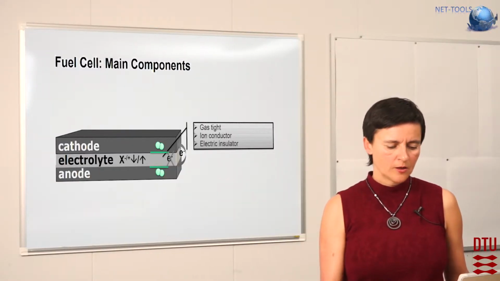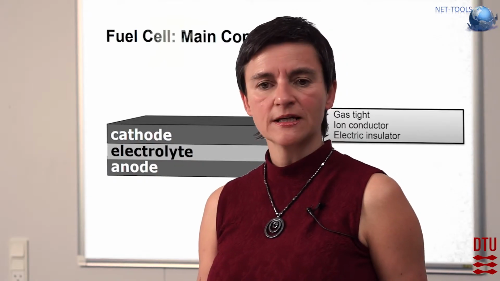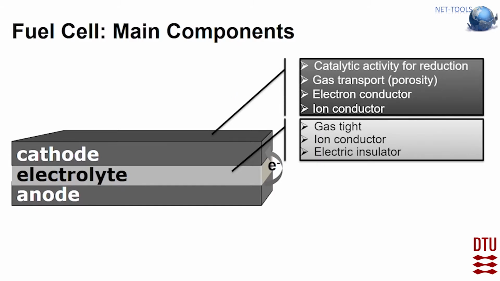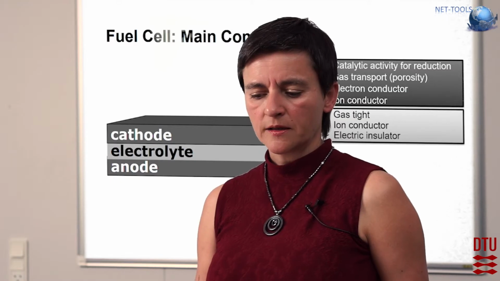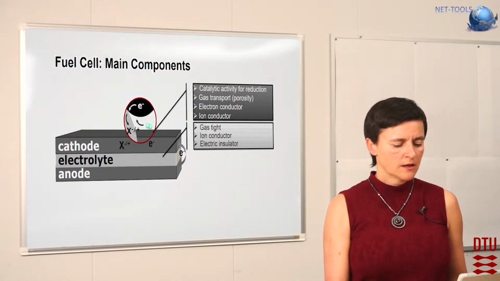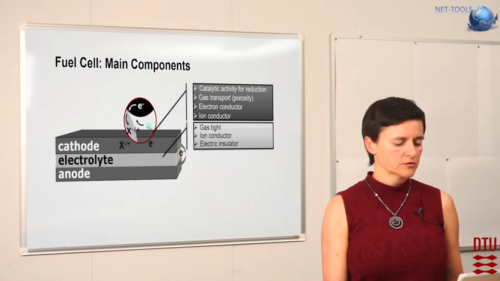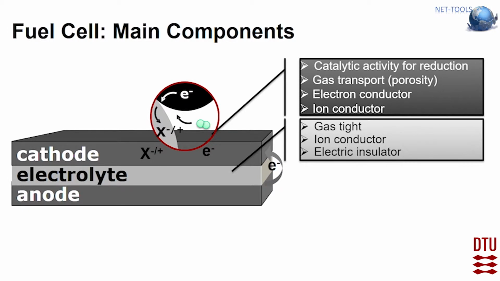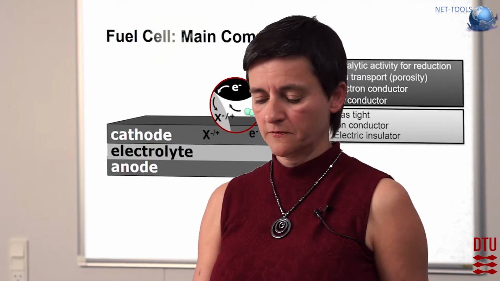When we then go to the cathode side, of course there has to be some catalytic activity for the reduction reaction. Gas transport or transport of air has to be possible, for example through porosity. Electrons and ions need to be conducted. This can be illustrated here. This is a very general example. It just shows that you have several phases involved in this process: a phase that conducts electrons, one that conducts ions, and one that provides the fuel. And that can be 3 different phases, but it does not have to be different phases.